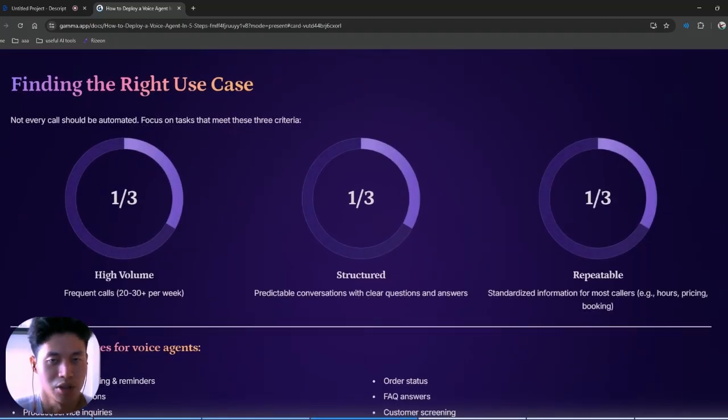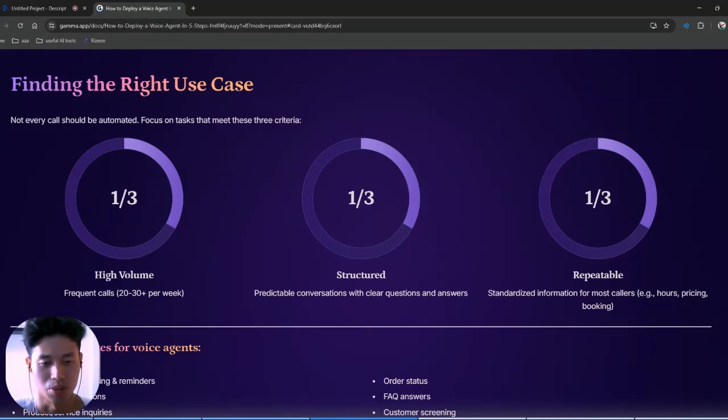So, finding the right use case, because some businesses might want to adopt AI, but some businesses do not see that they need any AI at all. What do I mean by this? Not every call should be automated, because if you receive like 10 calls, there's no need for AI. AI is only helpful if it helps to automate or save a lot of money for a business. If you're only taking a few calls, having an AI voice agent will not help. The main goal is definitely to get more leads, to get more calls in the first place.